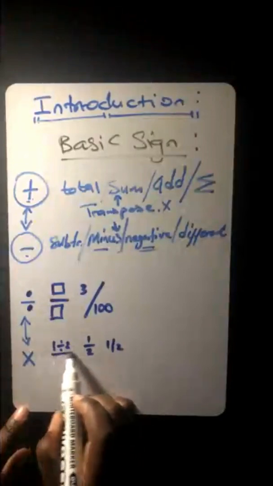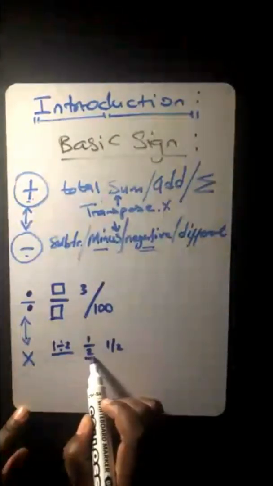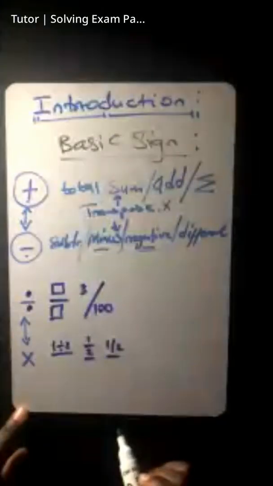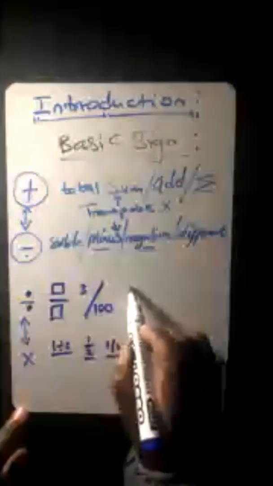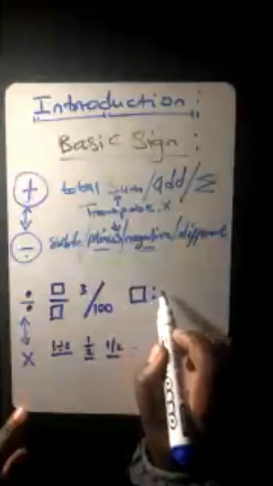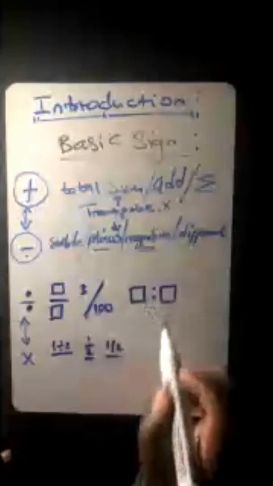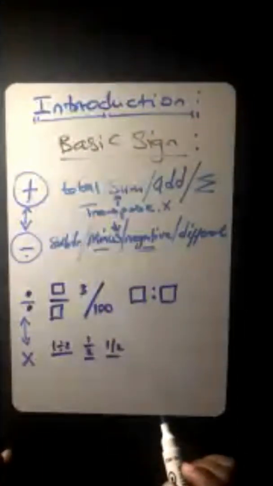So in primary, you'll be writing it this way. As you upgrade, you write it like this. As you upgrade, you write it like that. Guys, again, you can still have something dot something. Still, this is a division in a form of a ratio.